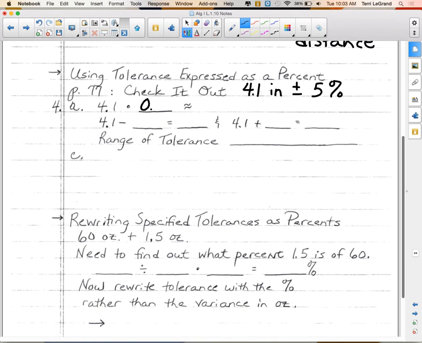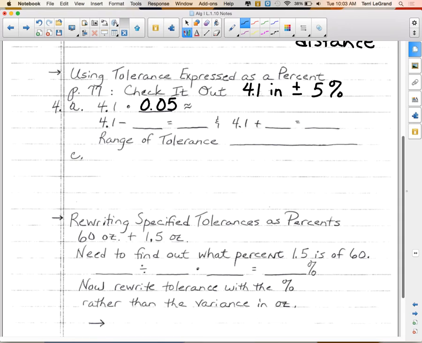0. Thanks for finishing it for me. Thanks. 0.05. Go ahead, get your calculators out. Let's figure out what 5% of 4 1/10 inches actually is, or we're going to have to approximate, of course. And we're going to round these to the nearest hundredth, okay?